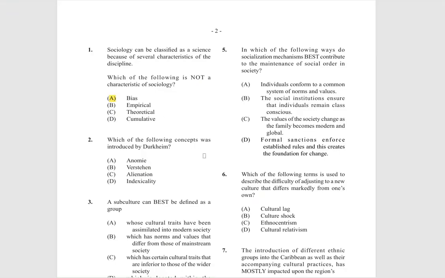It says which of the following concepts was introduced by Durkheim? Anomy, alienation, verstehen, indexicality. Of course, we know the answer for that question is anomy.